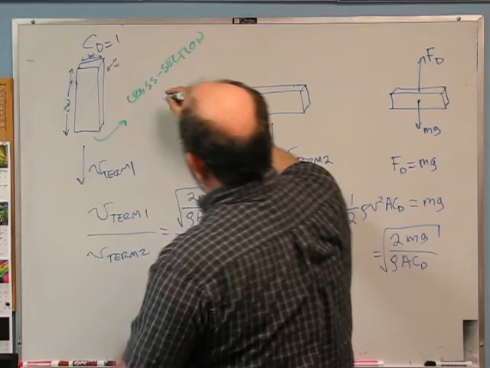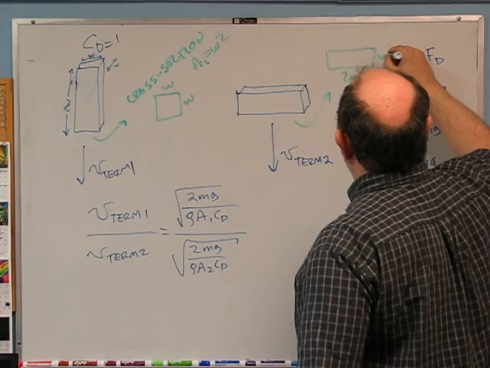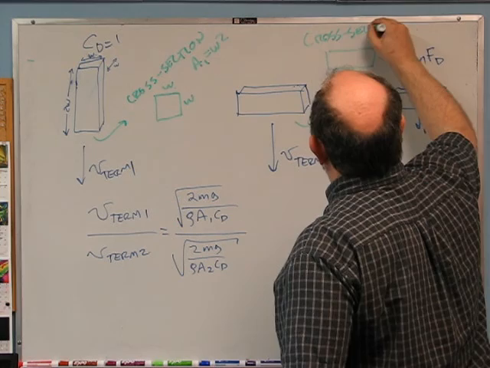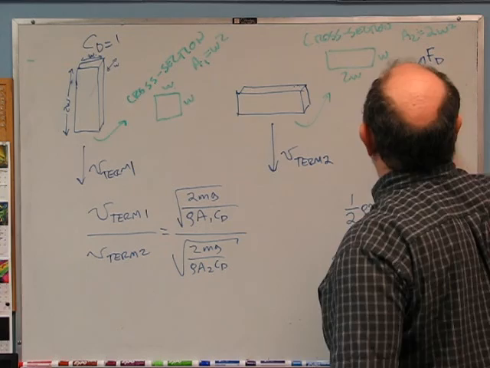A1 is equal to W squared. If you imagine looking at the bottom of this, it looks like this, 2W by W. So this is the cross-sectional area, the area that the wind sees, in a sense, coming up like this. We're going to have A2 is equal to 2W squared, because it's 2W times W. All right, so we know what to do with these A1 and A2.